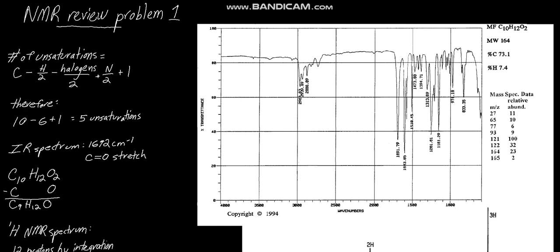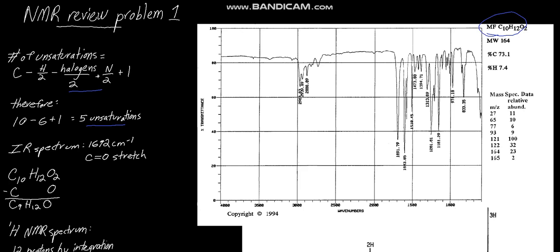This has an IR spectrum provided and a molecular formula, so I've done some of that preliminary work here, taking this molecular formula provided and determining that it has 5 unsaturations, using the formula for unsaturations. That tells us that there's 5 double bonds or rings or some combination like that.